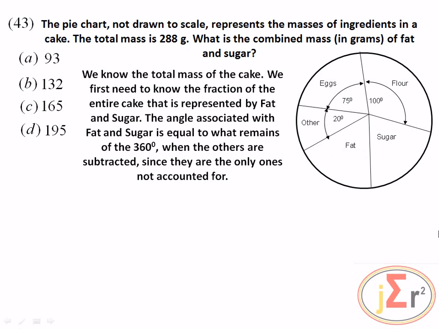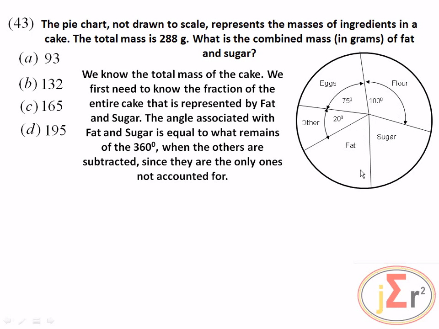So we have right here fat, sugar, and we have the entire remainder of the cake, and we have here all of the associated angles are included. They are known, they are given. But we do not know the angle associated with the combined mass of fat and sugar. Right, they are accounted for. So we know that the angle will be what remains of the 360 degrees when these are subtracted.